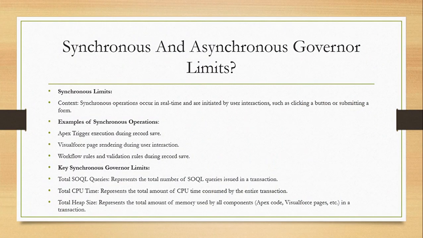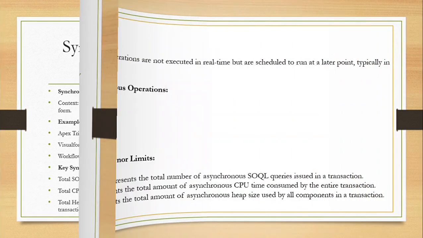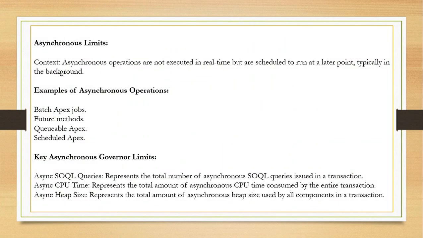Synchronous and asynchronous commands and limits. Synchronous operations occur in real time and are initiated by user interaction, such as clicking a button or submitting a form, for example a particular Visualforce page, workflow rules, and validation during record save. Examples of asynchronous operations are batch, future, queueable, and scheduler.